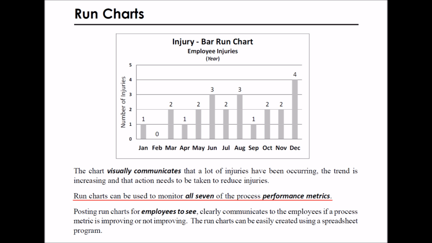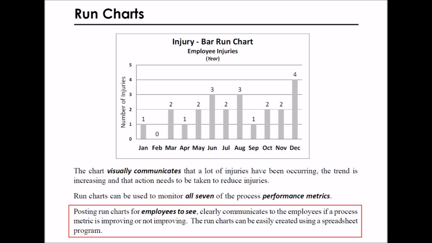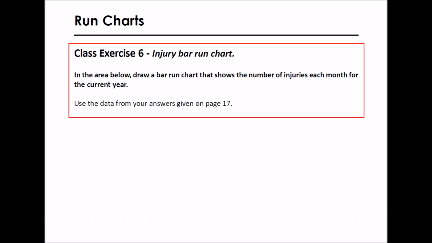Run charts can be used to monitor all 7 of the process performance metrics. Posting run charts for employees to see clearly communicates to the employees if a process metric is improving or not improving. The run charts can be easily created using a spreadsheet program. For class exercise 6, present the injury data, number of injuries by month, so the operators can draw a run chart of injuries. If you want to save time, have the operators complete the exercise out of class.